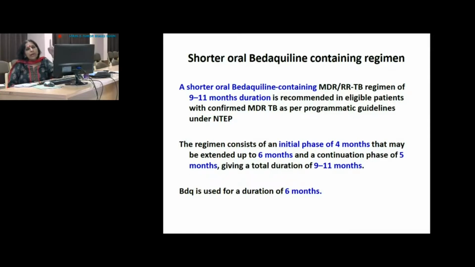The initial phase, the IP in this case, is 4 months. The CP is either 5 months or it can go up to slightly longer. So IP is 4 to 6 months, CP is 5 months. Bedaquiline is used for a duration of 6 months. So this is a new regime which has come up. So the people with MDR can also now get an oral regime, which is for 6 months. So what a relief to them.